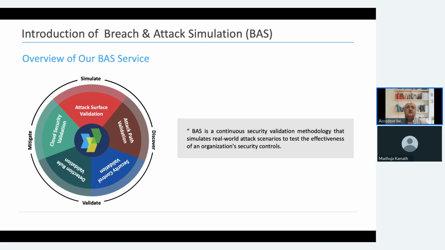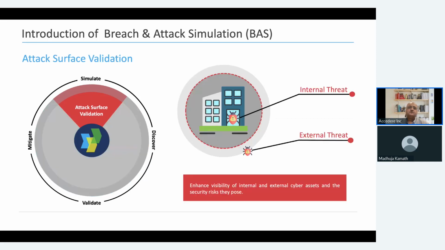So let me repeat. The five aspects of the BAS service: attack surface validation, attack path validation, security controls validation, detection rule validation, cloud security validation. So we'll see what some of these mean. As we said, BAS is a continuous security validation of all of these five aspects to measure and test the effectiveness of security controls in an organization.